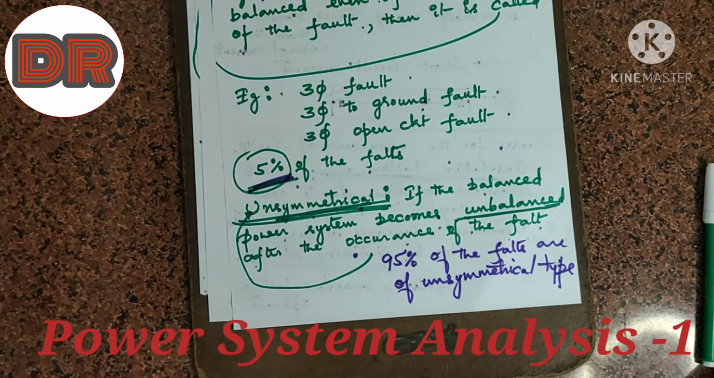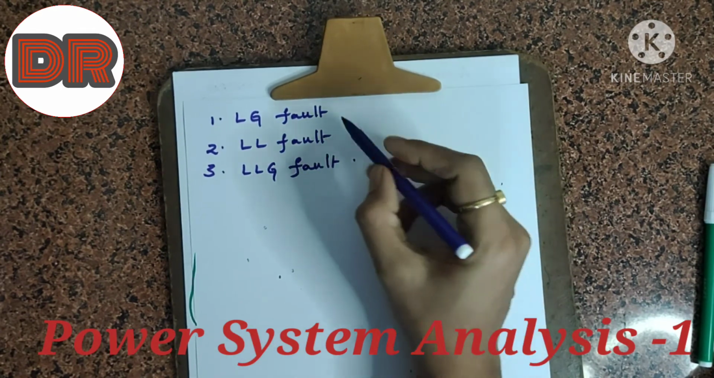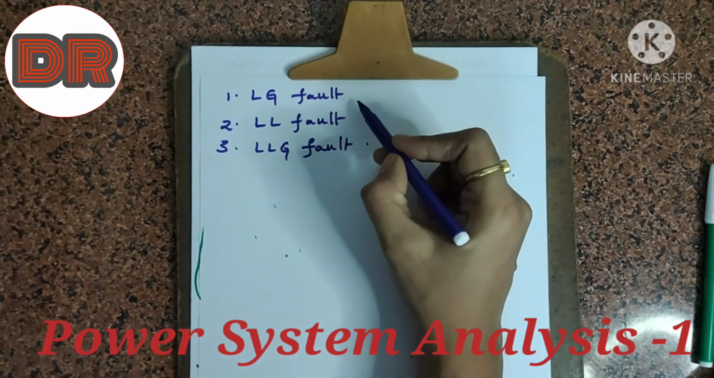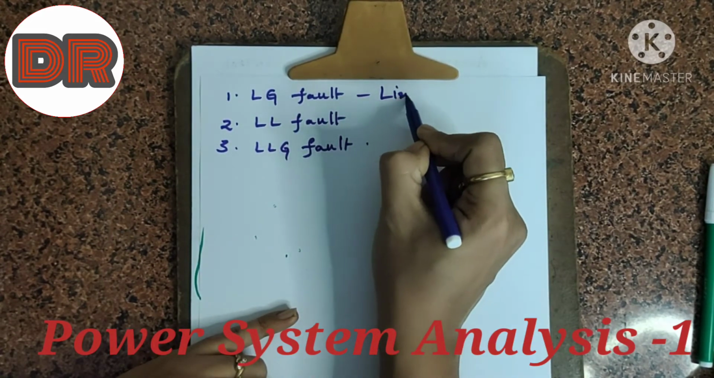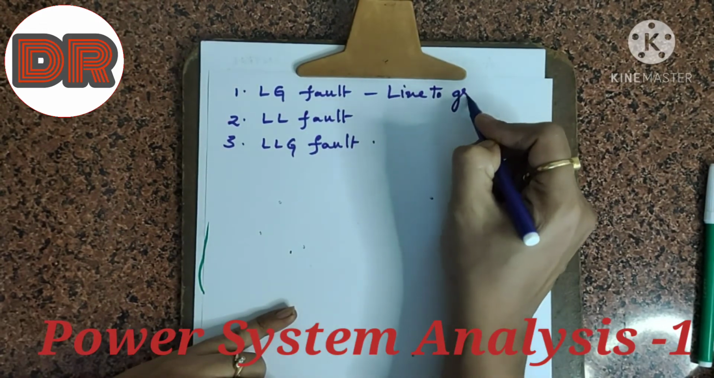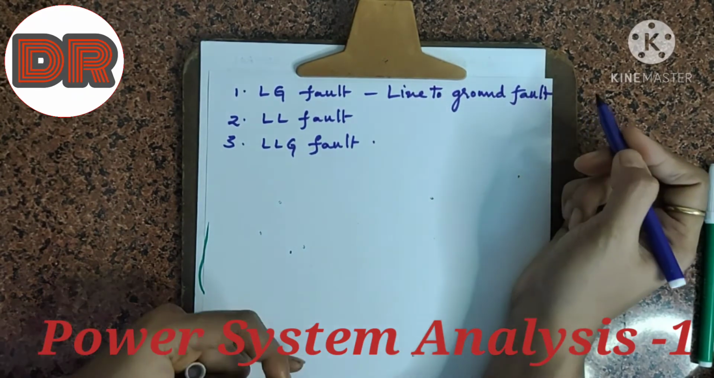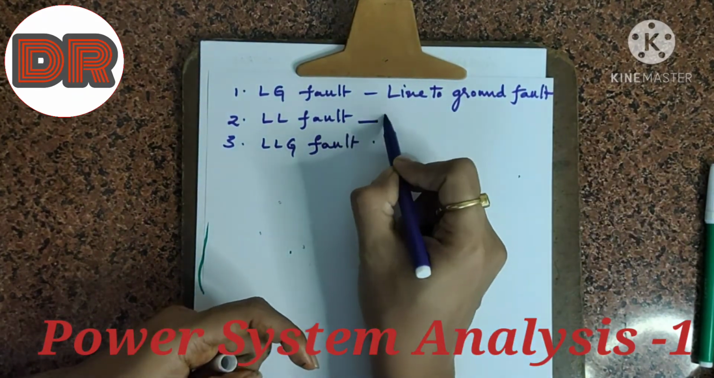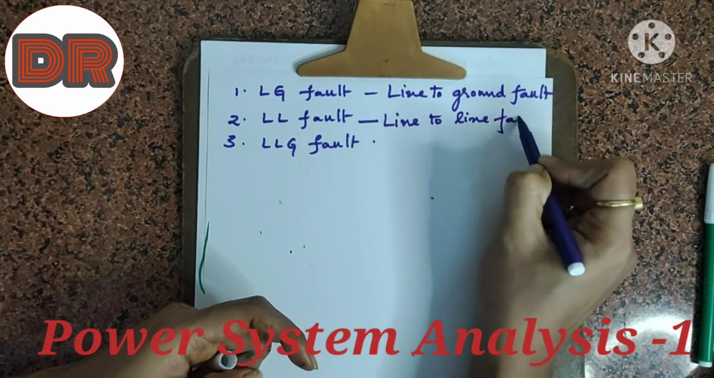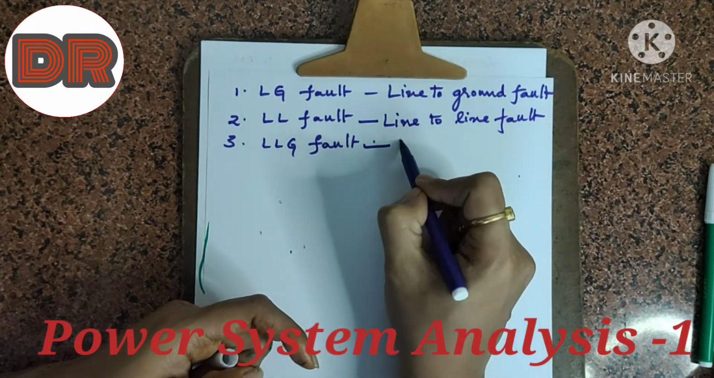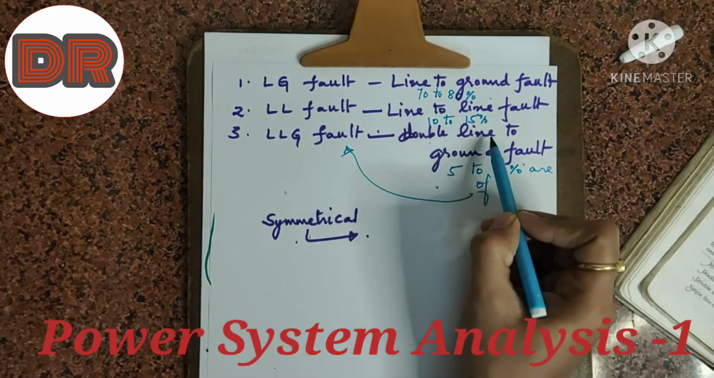So we'll see various unsymmetrical faults. Under unsymmetrical faults we have 3 types. The first one is LG fault, which is line to ground fault, single line to ground. LL fault is line to line fault, and LLG is double line to ground fault.